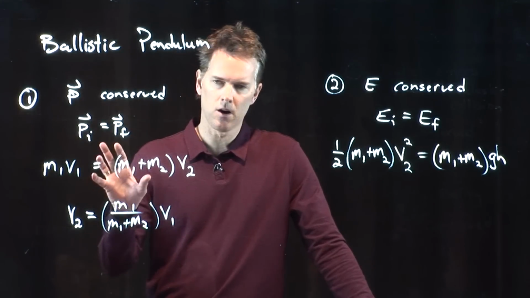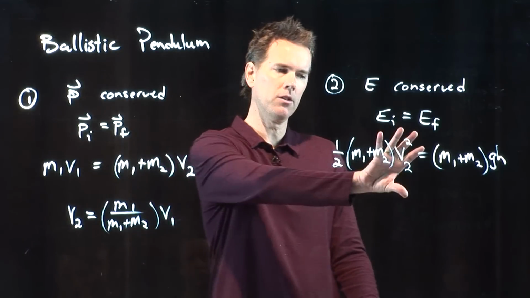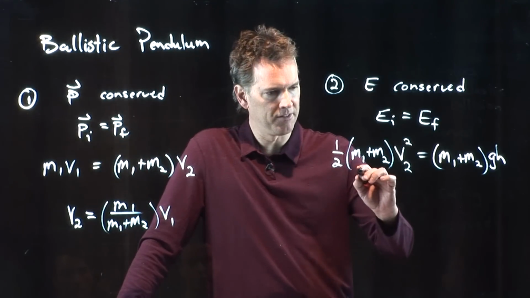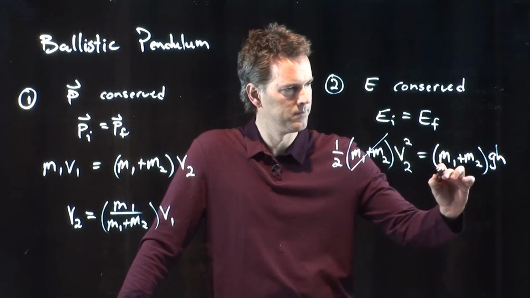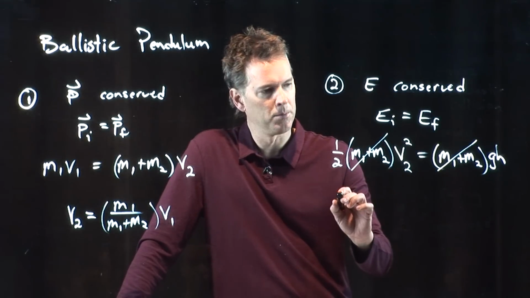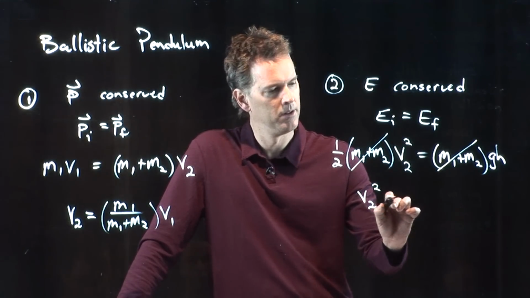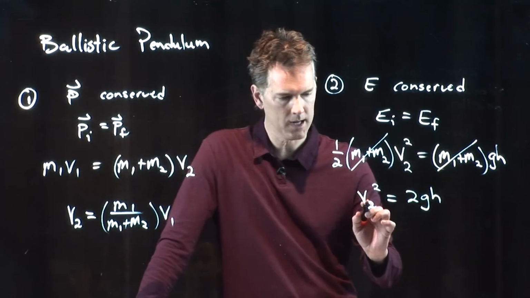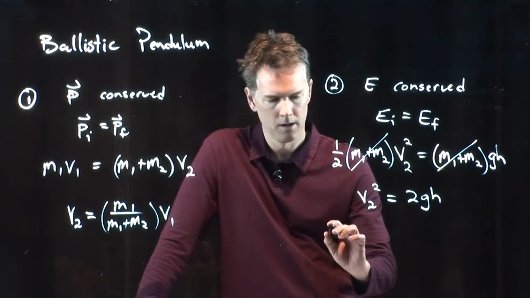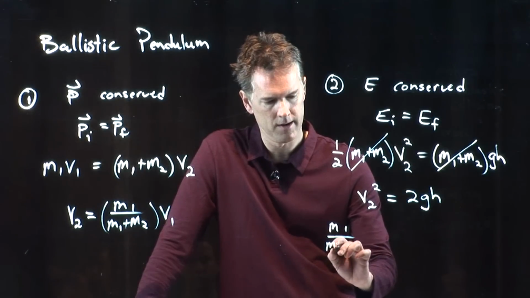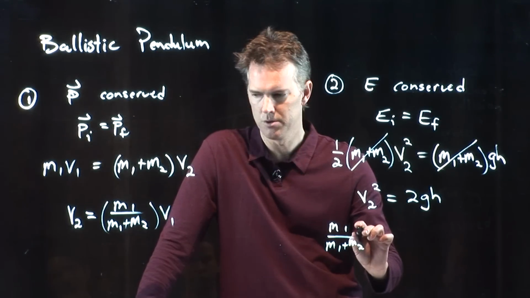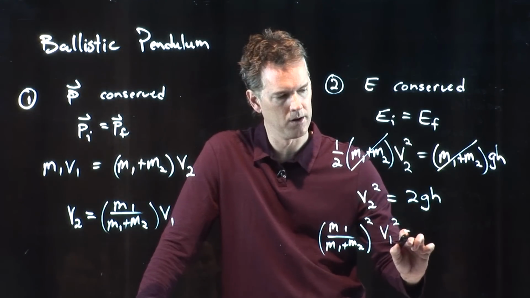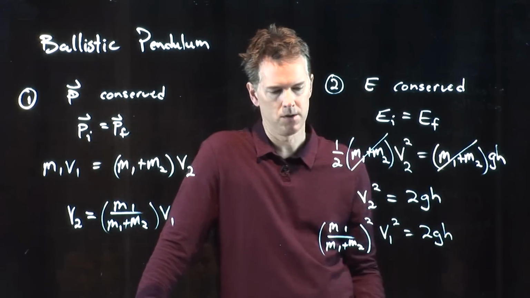And now we can take our solution for V2 and we can plug it into this equation and we can solve this for V1. Let's do that. First off the bat, let's simplify this. We can cross this out and we can multiply by 2 on both sides. And so we get V2 squared equals 2GH. And now let's plug in this solution for V2. So we have M1 divided by M1 plus M2 quantity squared times V1 squared equals 2GH.